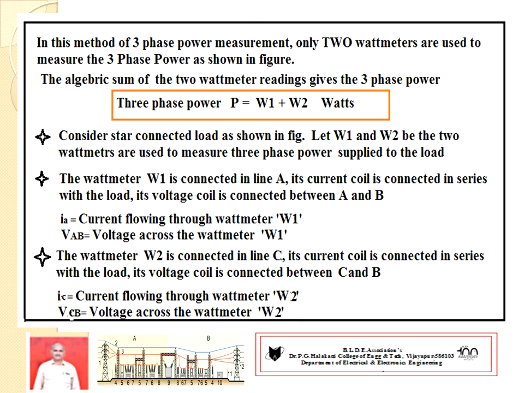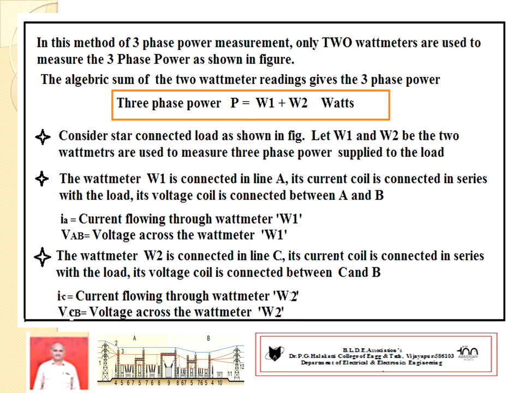In this method of three-phase power measurement, only 2 wattmeters are required to measure the three-phase power. The algebraic sum of the 2 wattmeter readings gives the total three-phase power. Hence, three-phase power is equal to W1 plus W2 watts.